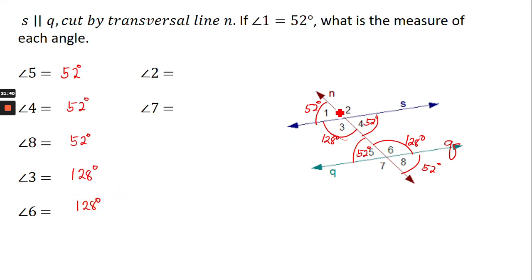Angle 2. We can say that this is 128. Vertical angles are congruent, right? And also linear pairs are supplementary, right? And corresponding angles are congruent. So we can say this is 128. Angle 7, lastly, we have angle 7 here. Angle 7 will be 128. Alternate exterior angles are congruent. So if angle 2 is 128, angle 7 is also 128.